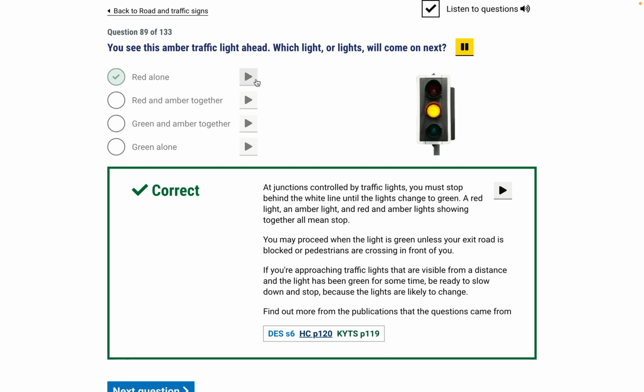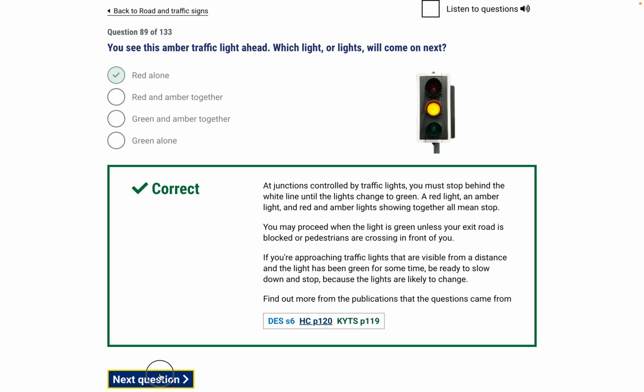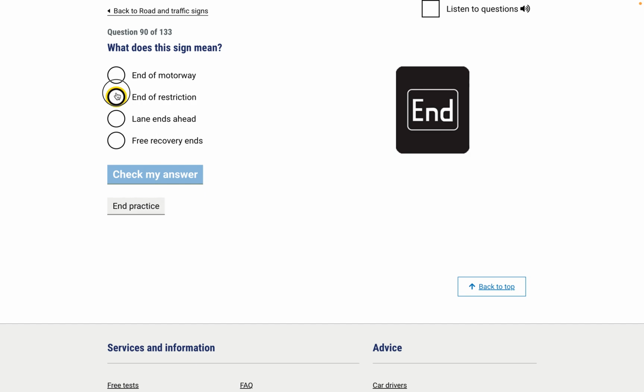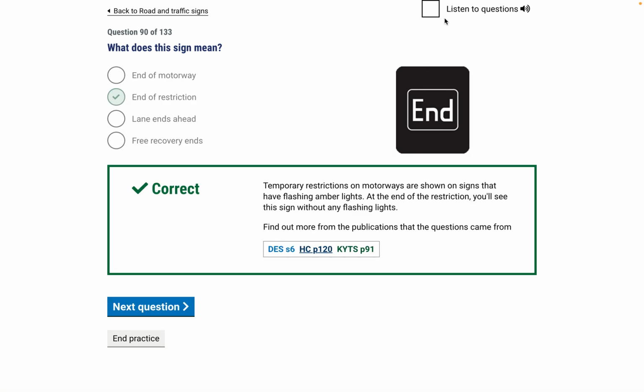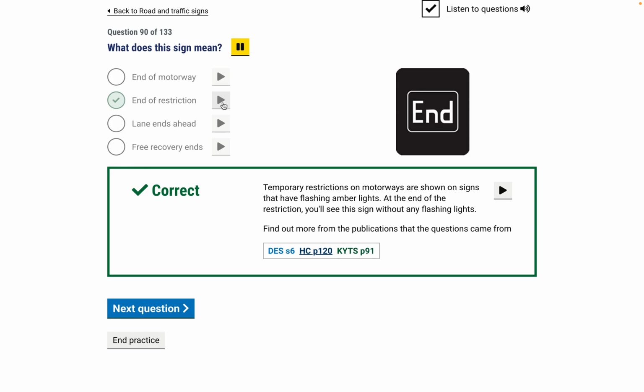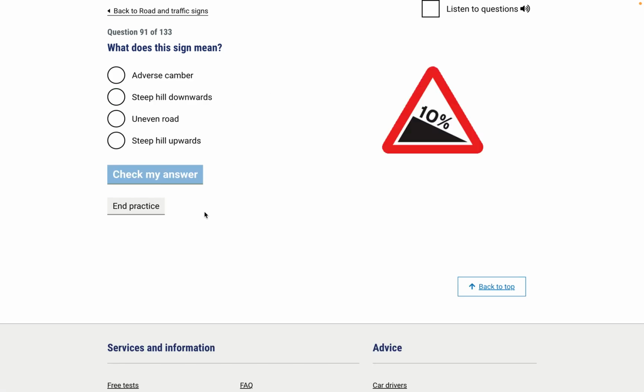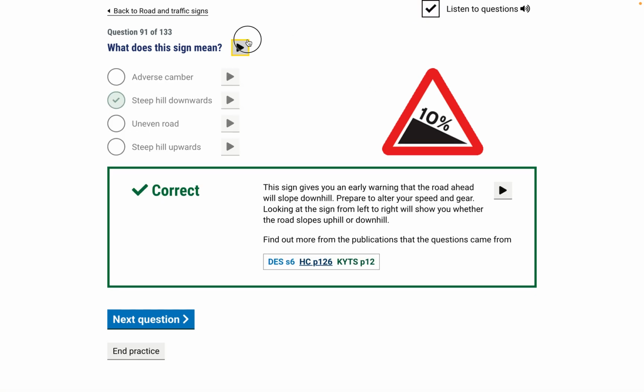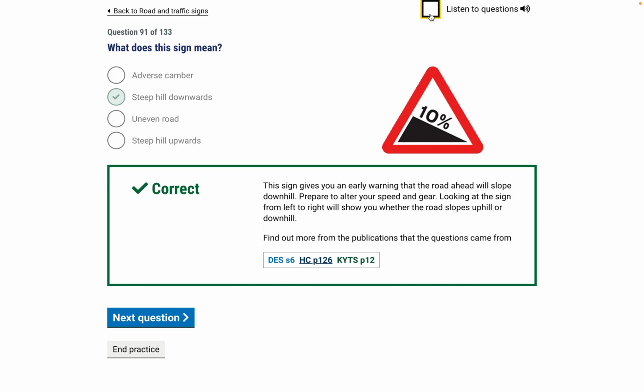You see this amber traffic light ahead. Which light, or lights, will come on next? Red alone. What does this sign mean? End of restriction. What does this sign mean? Steep hill downwards.